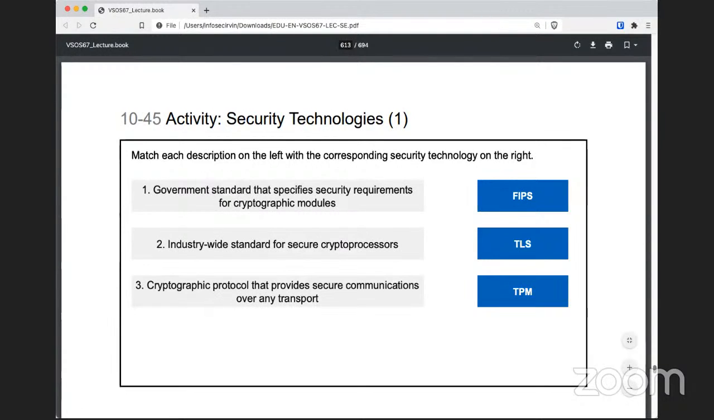Here's a quick matching activity. These three match with which on the right? And that is the answer.